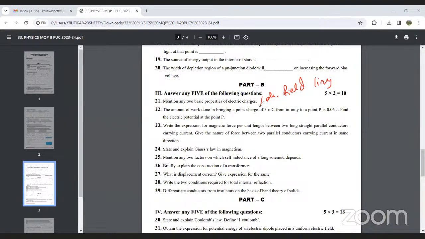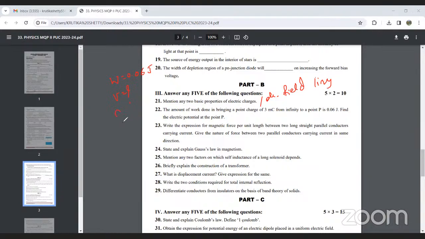The amount of work done in bringing a point charge of 3 millicoulomb from infinity to a point P is 0.06 joule. Find the electric potential at the point P. So you need to calculate the electric potential at point P. The work done is 0.06 joules.